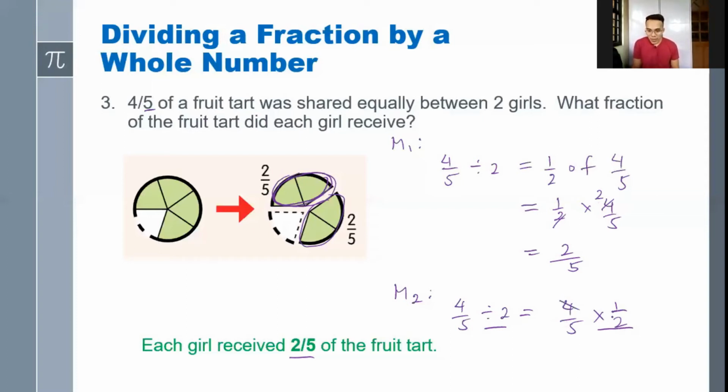Cancel out 4 and 2, you have here 2. So the numerator is 2 times 1, that is 2. And the denominator is 5. So our answer again is 2/5.